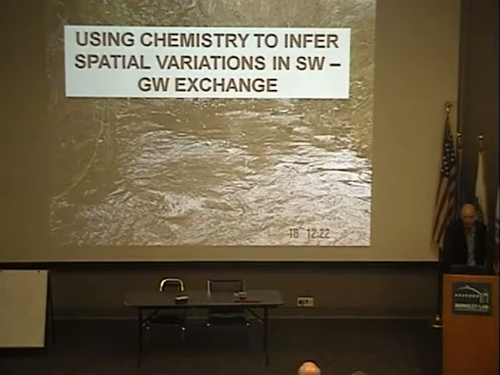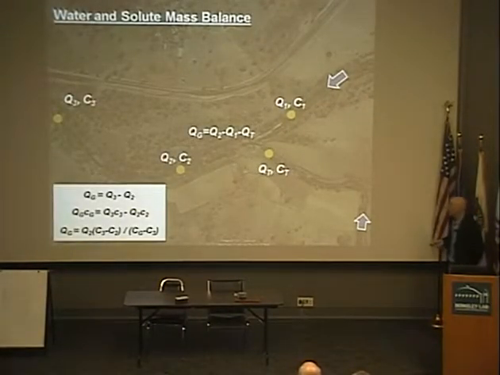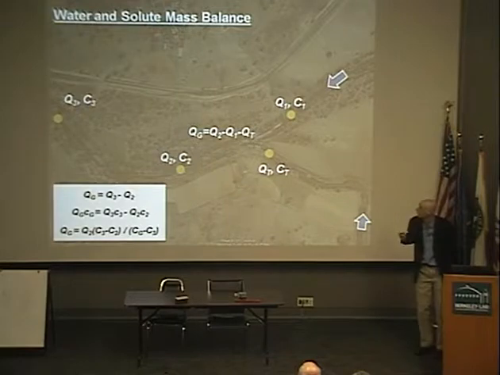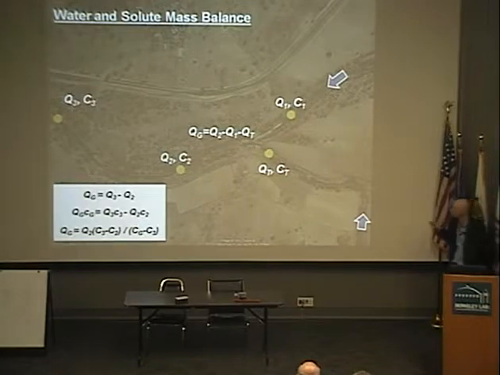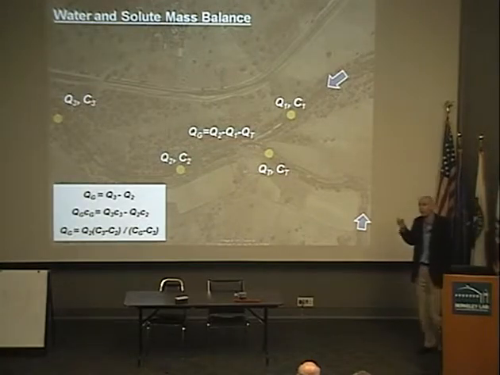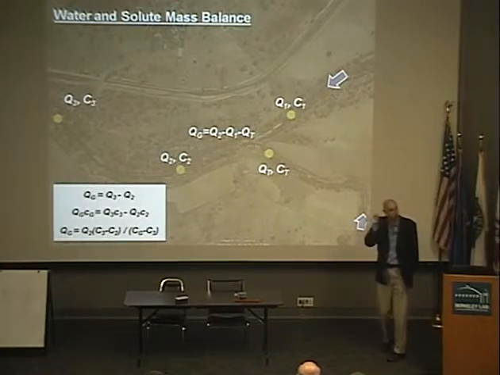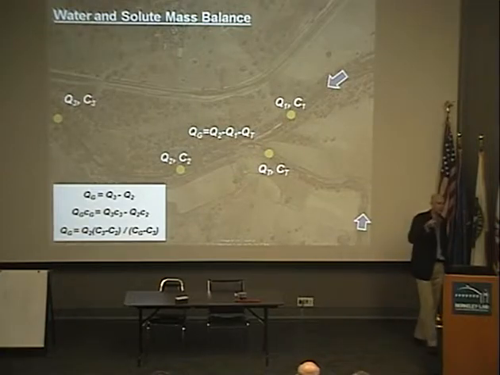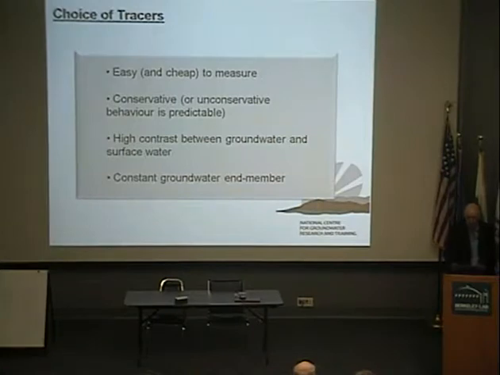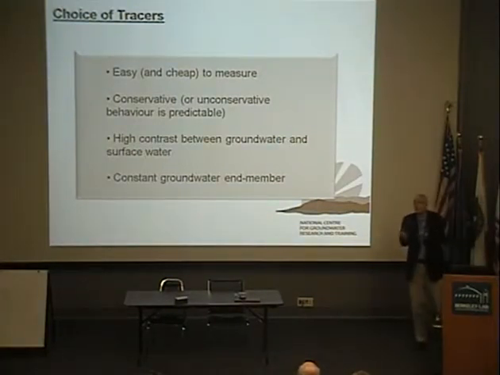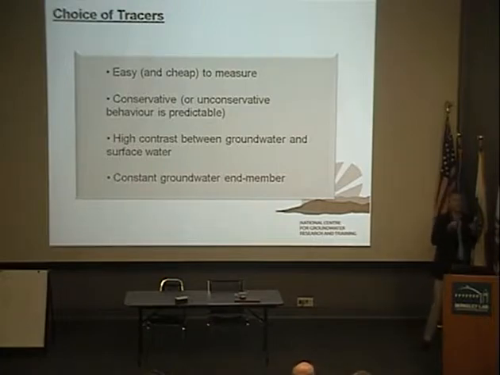So I want to talk about what we've done using chemistry. And I'll just go back to the water and solute mass equations that I put up. This is essentially the principle. We measure concentration and flow at different points in the stream. We need to know the groundwater end member, and that's the thing that's critical. If we do that, we can quantify groundwater inflow rates. So we measure the concentration of what?